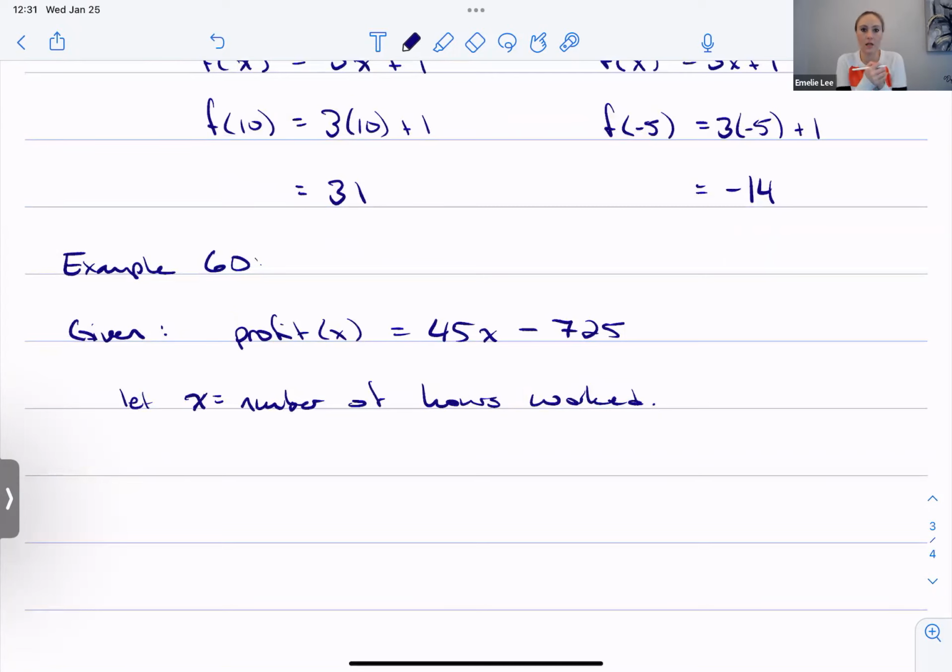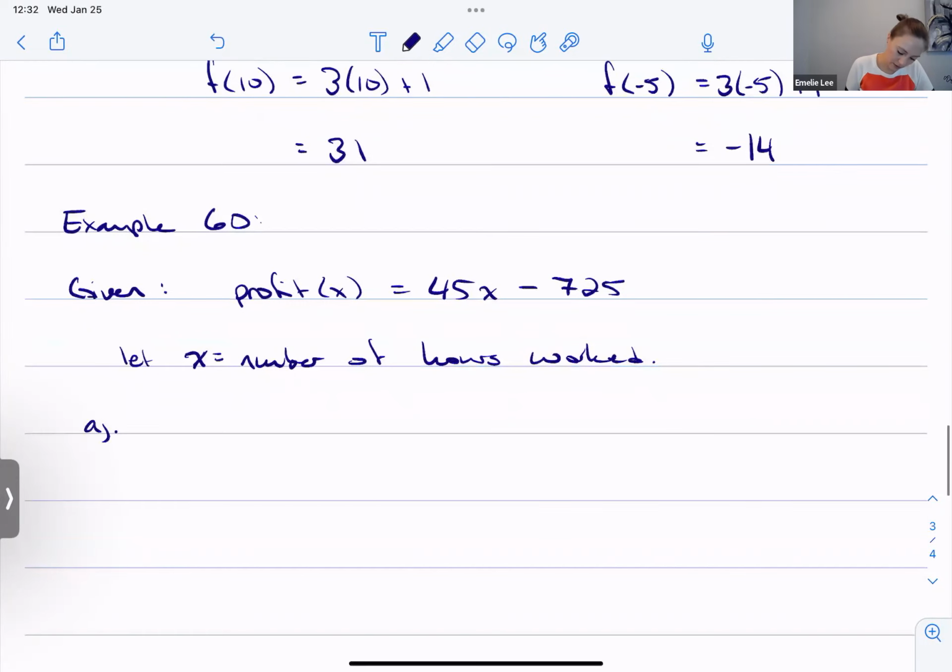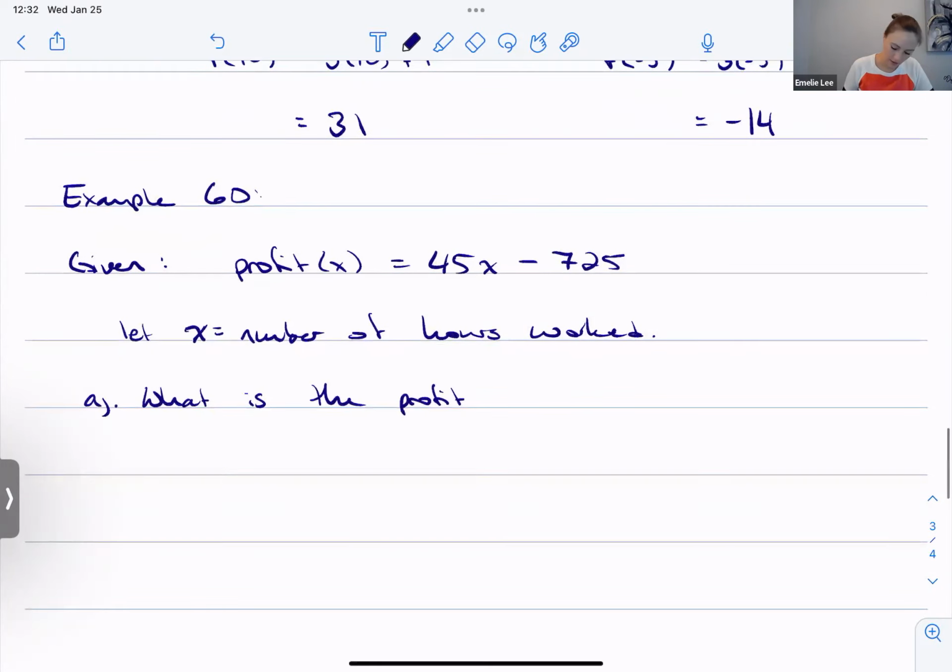X can be a lot of things, right? It can be the number of hours worked. That's pretty typical. It can be the number of items sold. It can be the number of machines you have running, right? It just depends on how you make a profit. So for part A, I want to know what is the profit when x is 50.